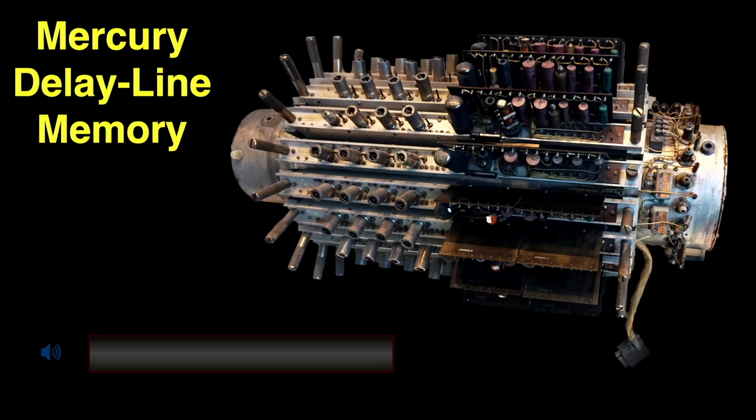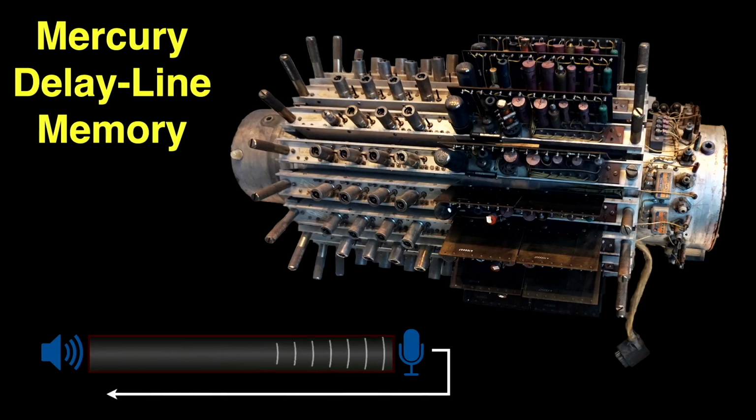You put an acoustic transducer at one end to make the sound waves and an acoustic sensor at the other end of the tube to sense the sound waves. The sound waves are your bits of information, stored briefly in the mercury tube. To keep the bits around for more than the time they took to travel down the tube, the signal was fed back from the sensor to the transducer.